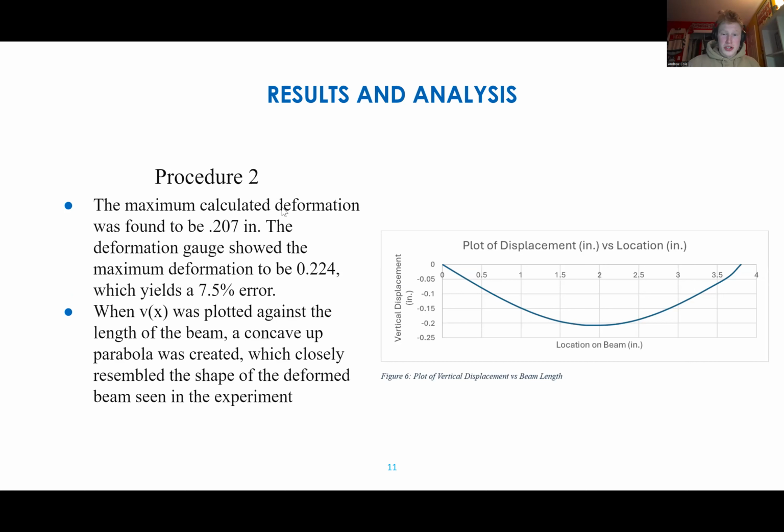And also with procedure 2, we were able to calculate our maximum deformation to be 0.207 inches. And using the information from our deformation gauge, we found a 0.224 inch deformation. This yielded a 7.5% error, which is again under that 20% threshold. And also, when V of X was plotted against the length of the beam, a concave up parabola was created, which reflects what we saw within the lab. That's the shape that the beam also took when it was subjected to the 3-point bend test.